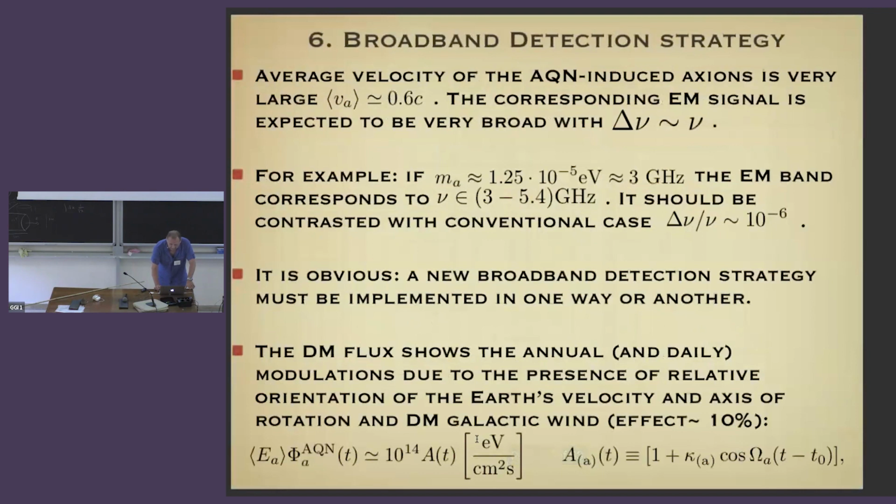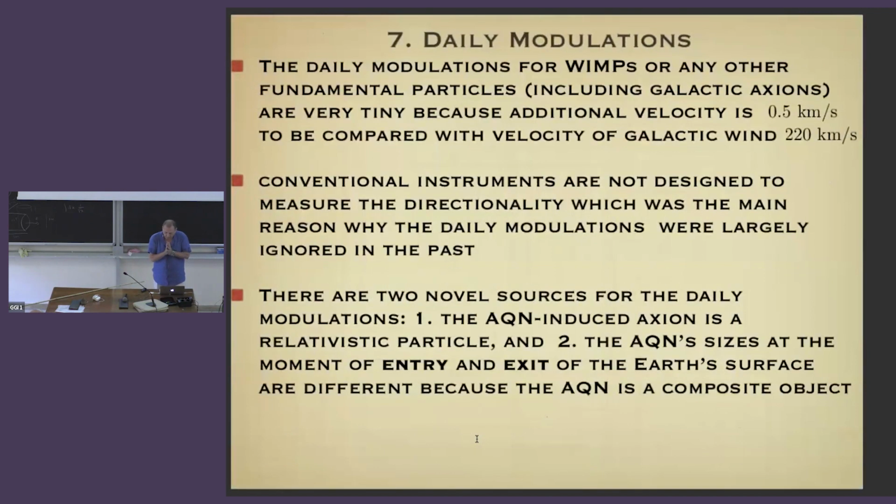About daily modulations, I have a couple of comments here. Normally people did not discuss daily modulations in the past. Why is that? It's very simple. If your instrument is not sensitive to directionality, the velocity of Earth rotating about its axis is very, very small in comparison with the velocity around the sun. So essentially it's a very small effect, and people did not discuss it all these years. But here, actually, you do have that. The reason you have that for the relativistic axions is that when a nugget enters the Earth and exits the Earth, the size is a little bit different, not a little bit, a 10 to 20% difference. And that's exactly the important effect.